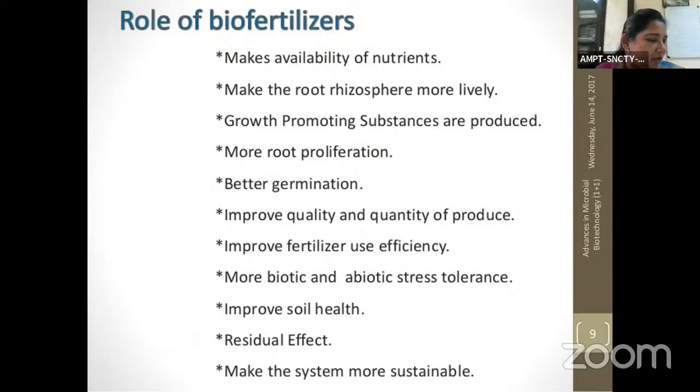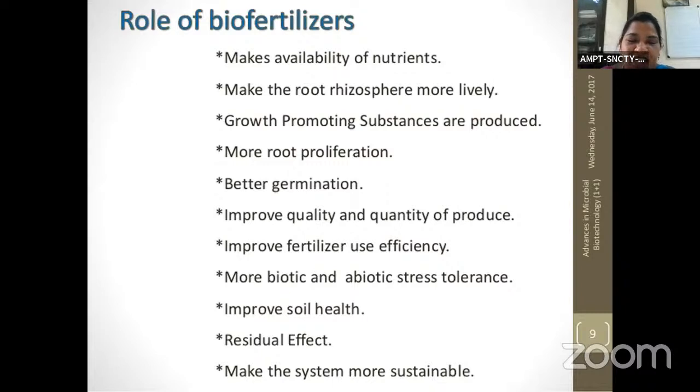Then the role of biofertilizers: first, they make different nutrients available and make the root rhizosphere more lively, and this rhizosphere is colonized by different beneficial bacteria. Growth promoting substances are produced by these bacteria, so there is more root proliferation and better germination because of the production of these plant growth hormones. It improves the quality and quantity of crop produce and improves fertilizer use efficiency. For example, phosphorus use efficiency is very low. Even if our soil has more phosphorus availability through chemical fertilizers, only 20% can be absorbed by the plants. The remaining 80% stays in the soil itself, where different nutrients get fixed.